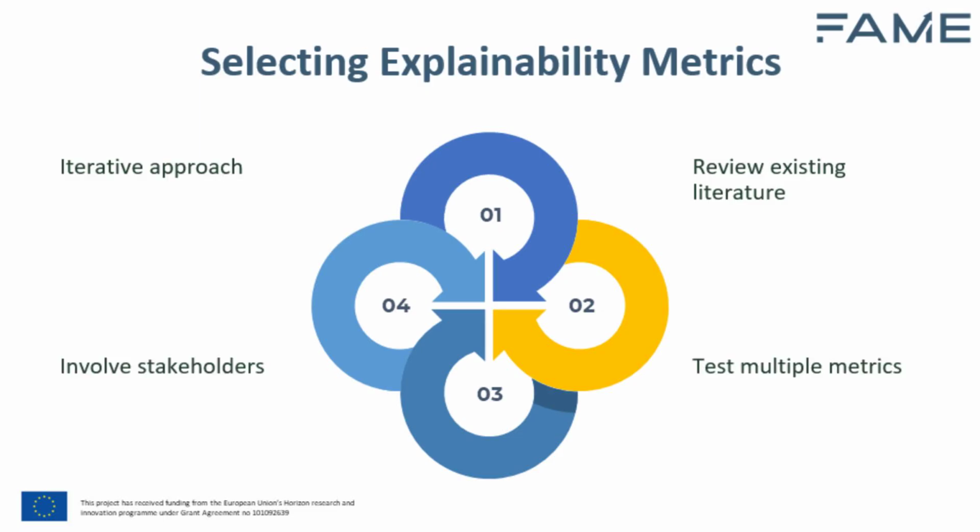Here are key steps for selecting effective explainability metrics. Review existing literature. Familiarize yourself with previous research or case studies related to the evaluation of explainability metrics in your domain. Test multiple metrics. Evaluate different metrics on your dataset and models. Compare their performance and usefulness in providing meaningful explanations.